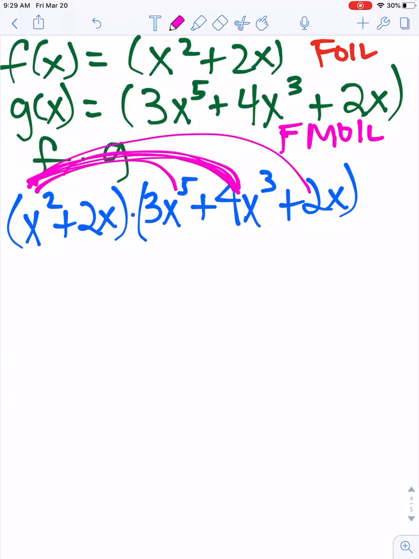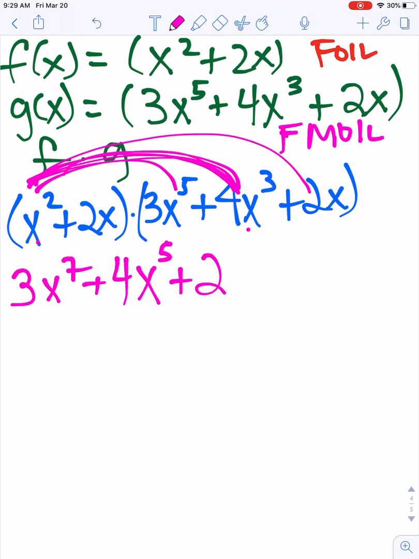So if we have x squared times 3x to the 5th, we have 3 times 1 gets us 3. X to the 5th times x squared gets us x to the 7. Then we have x squared times 4x cubed. So again, 4 times 1 is 4. X squared times x cubed gets me x to the 5th because I add my exponents. Then we do x squared times 2x. So again, plus 2. X squared times x gets me an x cubed.